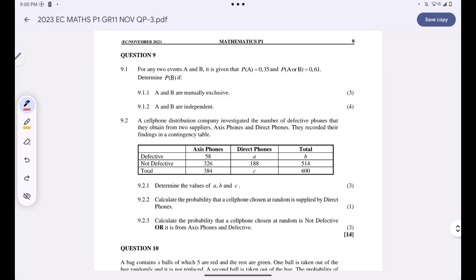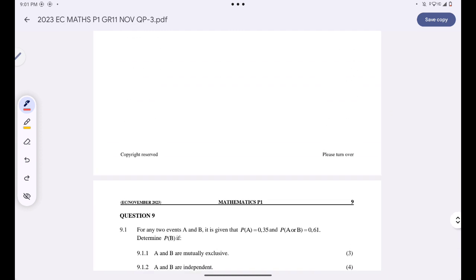Okay, question 9. For any two events A and B, it is given that the probability of A is 0.35 and the probability of A or B is 0.61. We are supposed to determine the probability of B if events A and B are mutually exclusive.